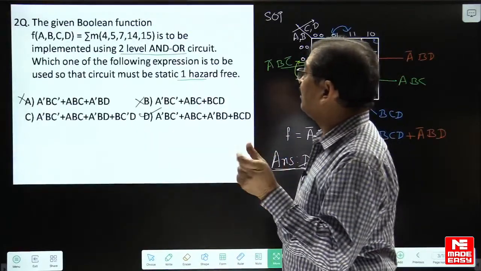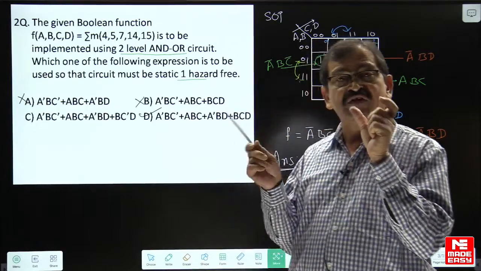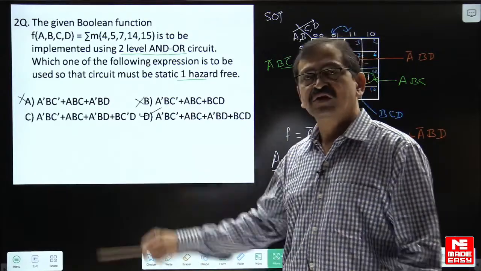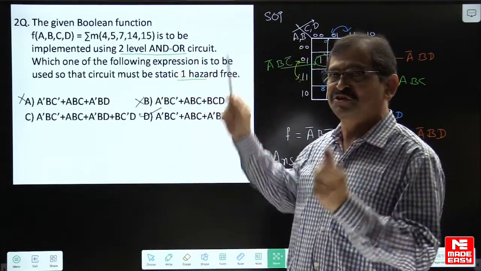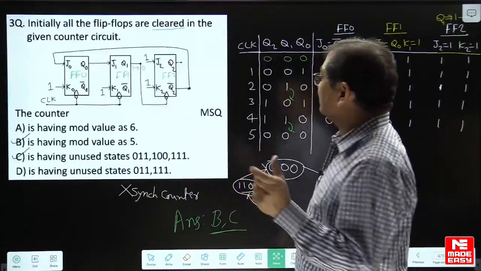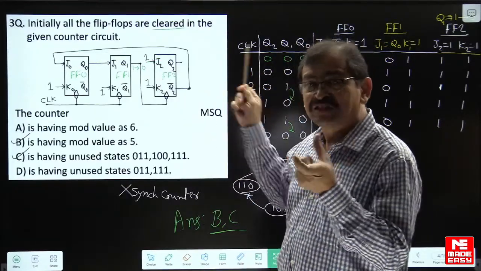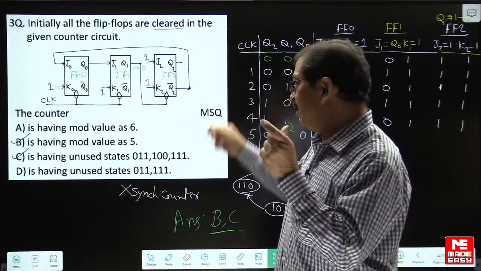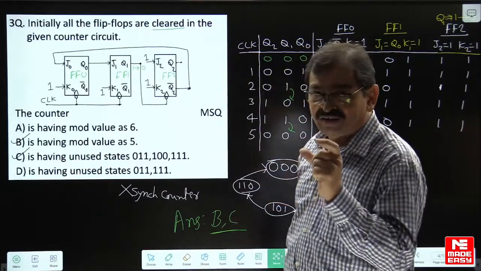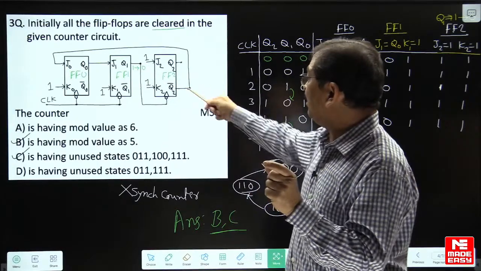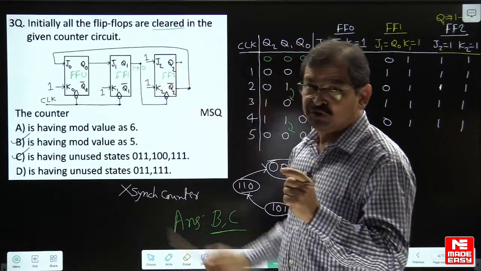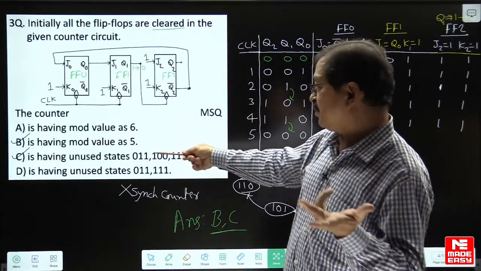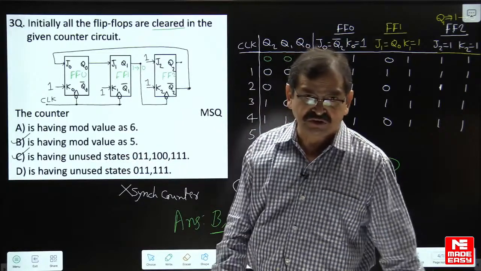And coming to the next question, it is talking about the static 1 hazard. When you learn about static 1 hazard, by default you will learn static 0 hazard also. Here we are talking about 2-level circuits. Then this question is about an asynchronous counter, not a ripple counter. You identified that flip-flop 2 is changing whenever flip-flop 1 is changing from 1 to 0. With that knowledge you are able to identify that unused states are not reachable states. You can name these unused states as not reachable states.